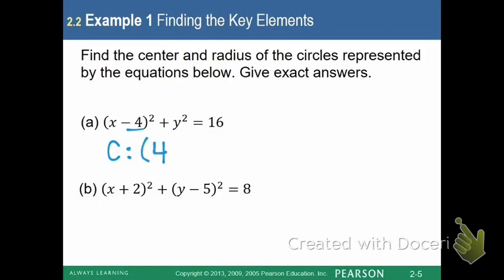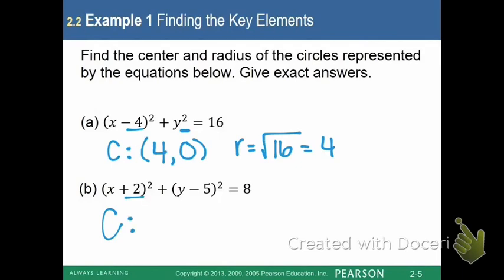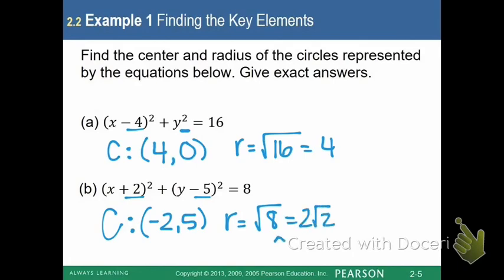So here it'd be a positive 4. Here, since I'm not adding or subtracting anything to the y, it's just going to be a 0 right there. Okay. For the radius, you always take the square root of whatever it's equal to, which gives us 4. Okay, similarly here for the center, again, switch your signs. So negative 2, positive 5. Radius is going to be the square root of 8, which I can simplify down to 2 root 2. Remember, do your little tree, simplify that down, you can end up taking a 2 out.